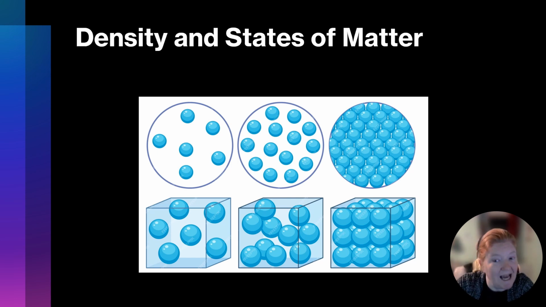Density also ties into states of matter. So in general, this is a general rule, in a solid, the particles are more tightly packed, the highest density, and then in a gas, the particles are the furthest apart, and that will have the lowest density.